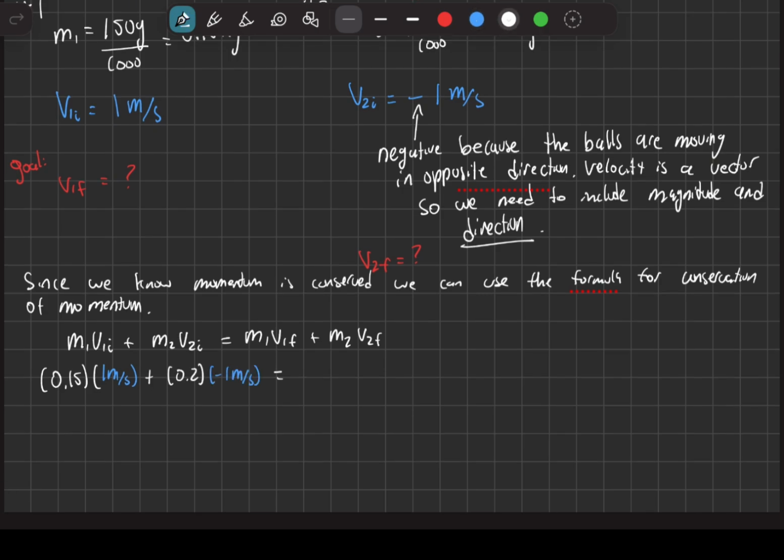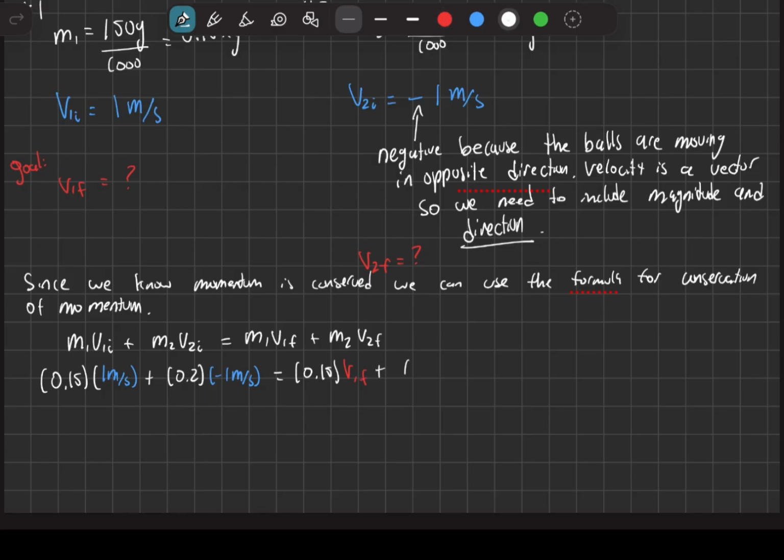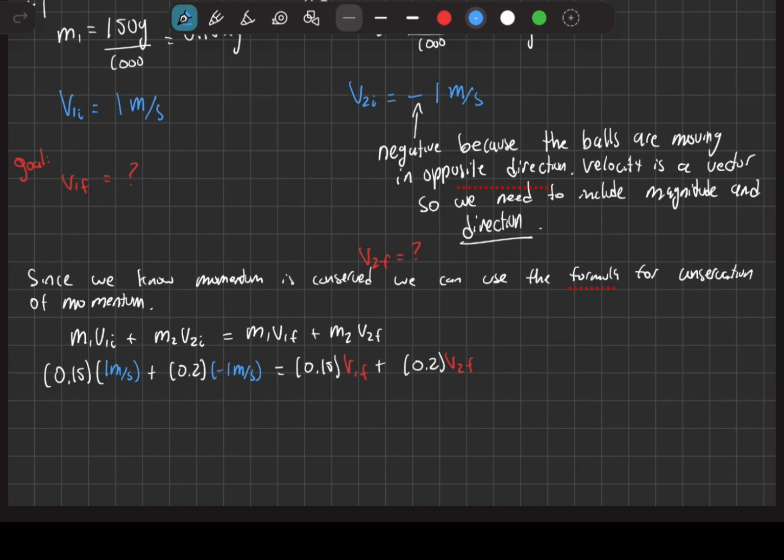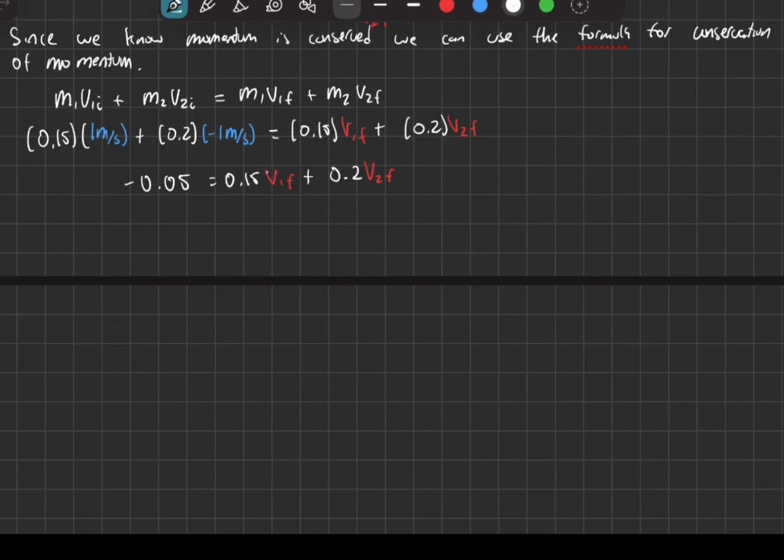We have two unknowns we want to solve for, right? The final velocity of mass 1 and the final velocity of mass 2. We can now use two equations to solve for two unknowns, and our two equations are the conservation of momentum equation and the conservation of kinetic energy equation.